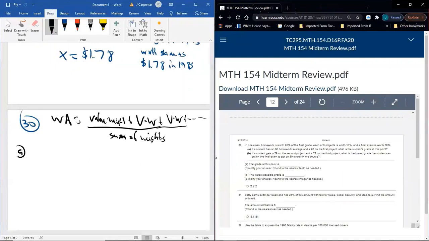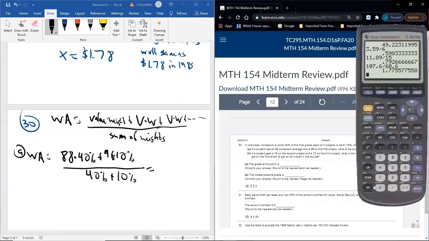So under scenario A, our student has an 88 homework average, a 96 on the first project, and that's it. So our weighted average is going to be an 88, that's our homework, times the homework weight, which is 40%. Remember, you can write this as 0.4 or 40% as long as you're consistent in the bottom. Then plus, we earned a 96 on the first project, and that's worth 10%, and that's all we have. Then we divide by the sum of the weights, just the weights we're using, which are the homework and the first project only.